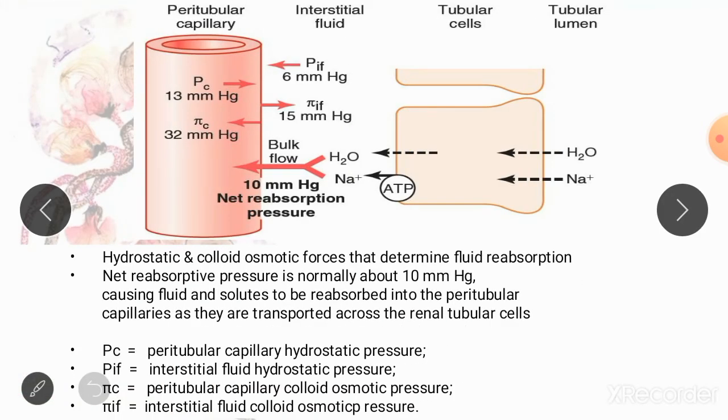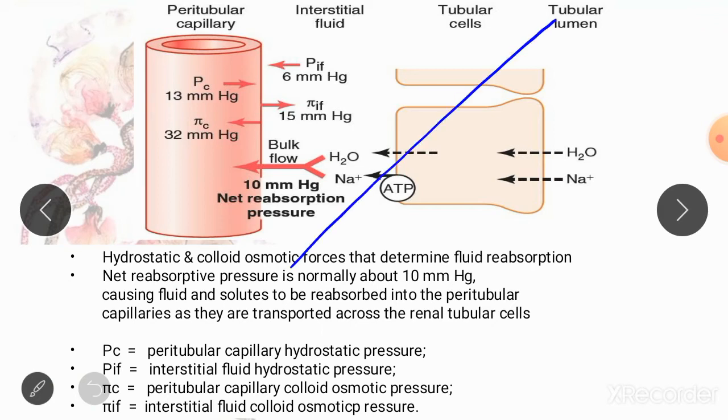The first determinant of the glomerulotubular balance are the Starling forces. Like the Starling forces which we studied in the glomerulus, now we are going to study the Starling forces in the peritubular capillaries. But remember, in the glomerulus the forces were prompting or causing filtration. Here the forces are going to cause reabsorption. So again we are going to discuss the hydrostatic pressures and the colloid osmotic pressures.